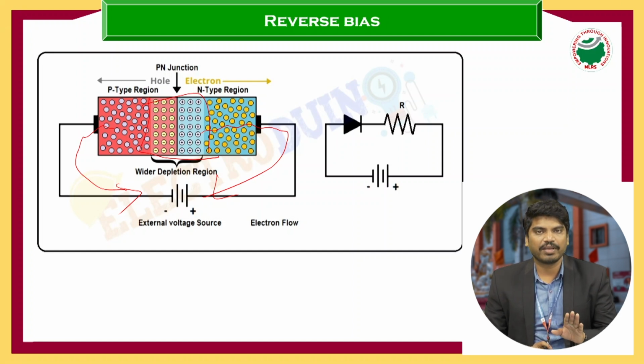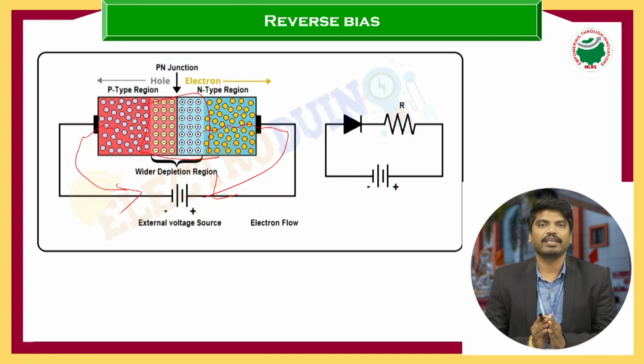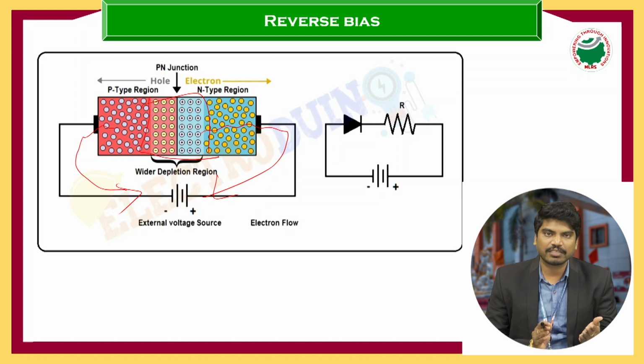In the forward bias, the positive terminal is connected to the P side and the negative terminal is connected to the N side, whereas reverse bias means the positive terminal is connected to the N side and the negative terminal is connected to the P side of the material.